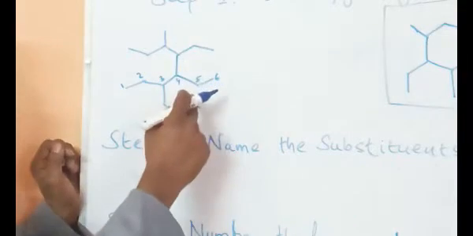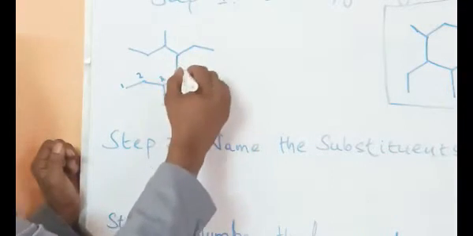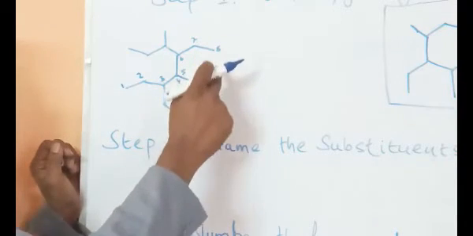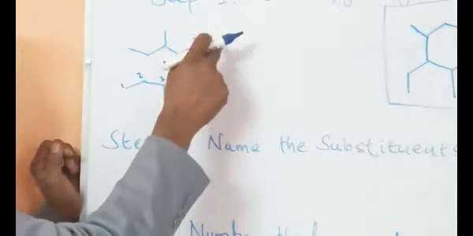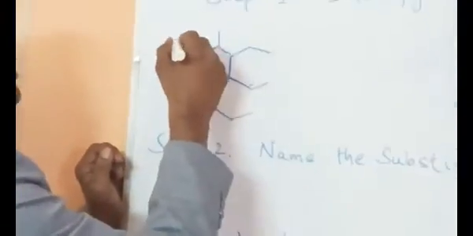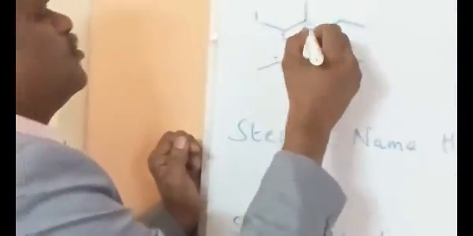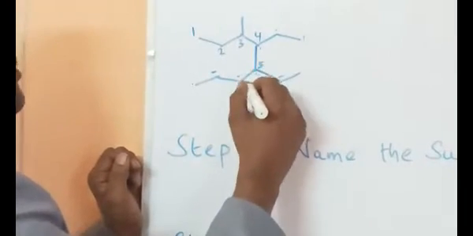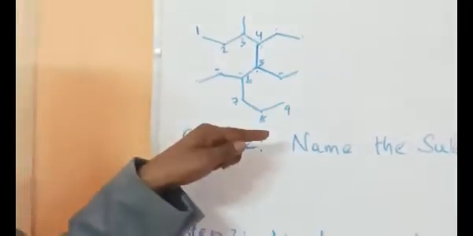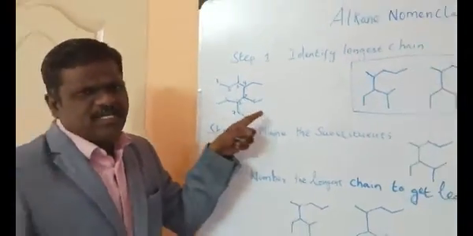Okay. Let me take another terminal. If I give it like this, 5, 6, 7, 8, I get octane. Previously I got six, now I am getting octane. Let me check any other terminal. Let me give numbers from this one: 1, 2, 3, 4, 5, 6, 7, 8, 9. If I number like this, I am getting the longest chain as nonane.